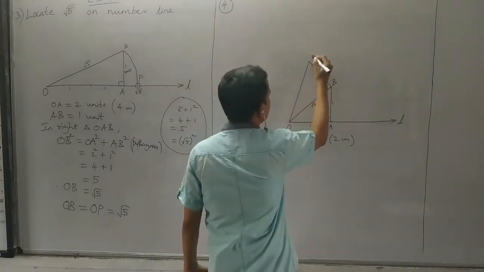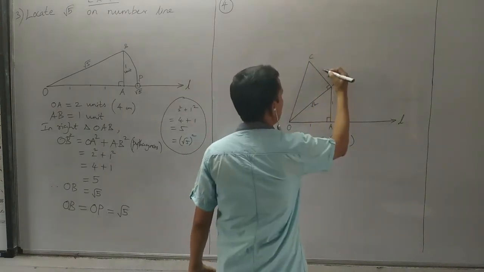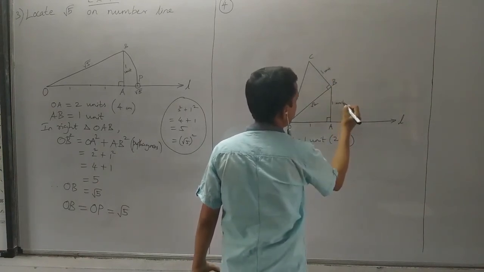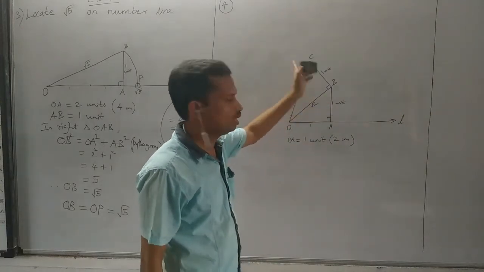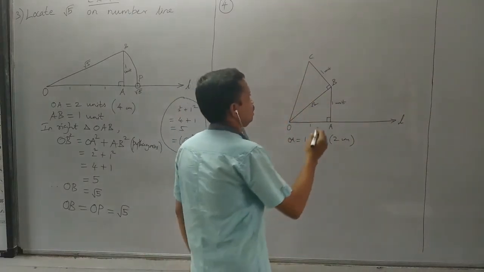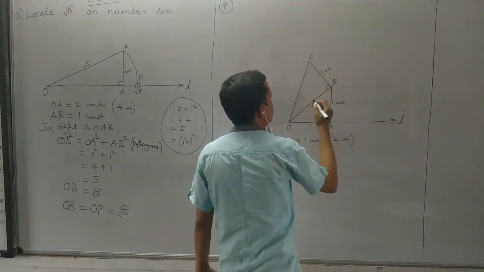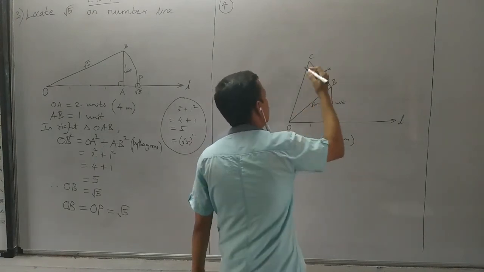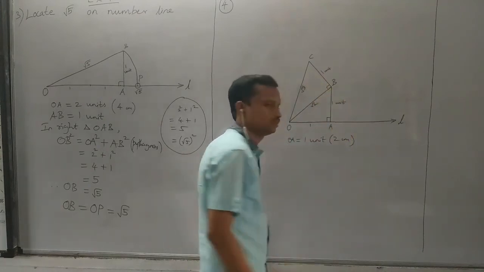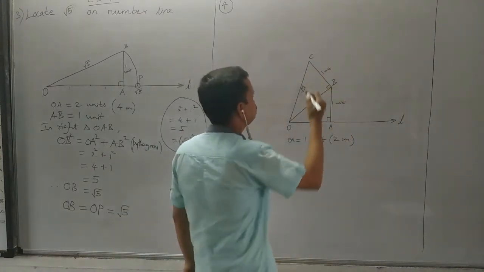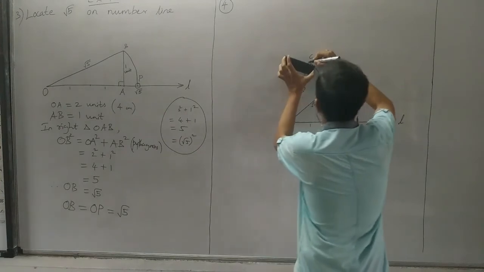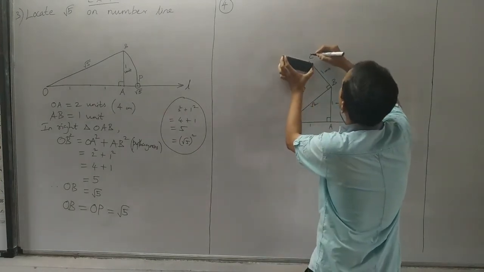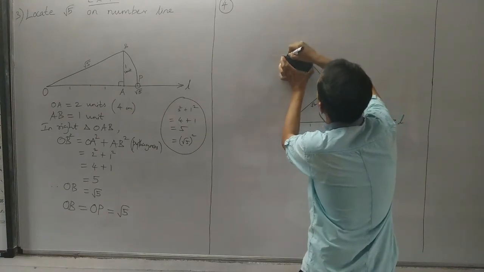Let it be C, and this is also a perpendicular of 1 unit distance that you have to take. All these are 1 unit only. Is it clear? All these are 1 unit only. So then this will be root 2, and this is 1. If you apply the Pythagoras theorem, you get OC as root 3. Is it clear? And again, at C, you take a perpendicular to this OC.